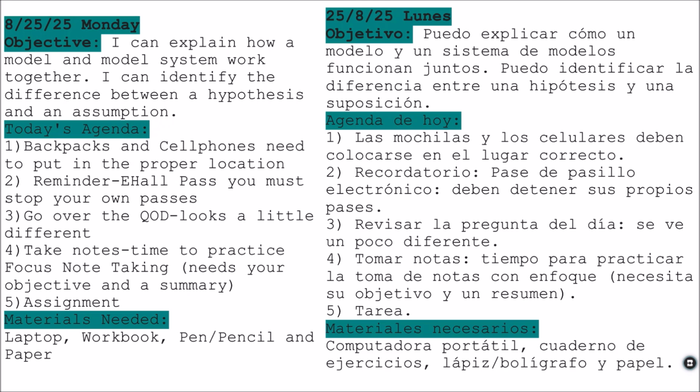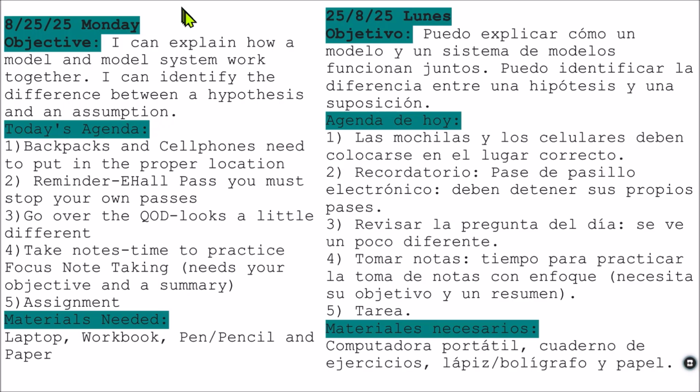Reminder about e-hall passes. We're doing really good on making them, but we're still not stopping them. Remember, you have to stop them. That means you go over and hit end pass, student ID number, end pass again. If you just hit end pass and don't put in your student ID number, it's not stopping them. So you have to do the full step.